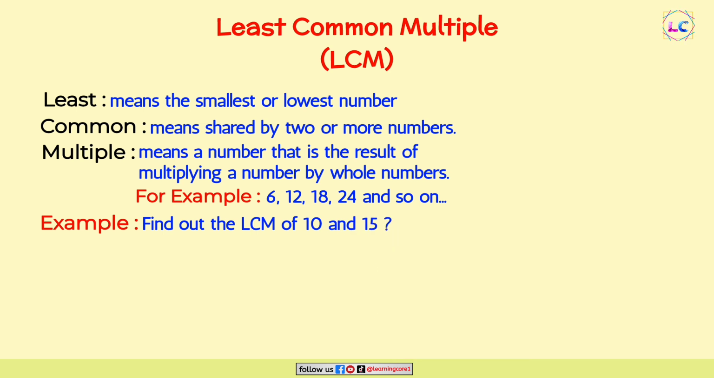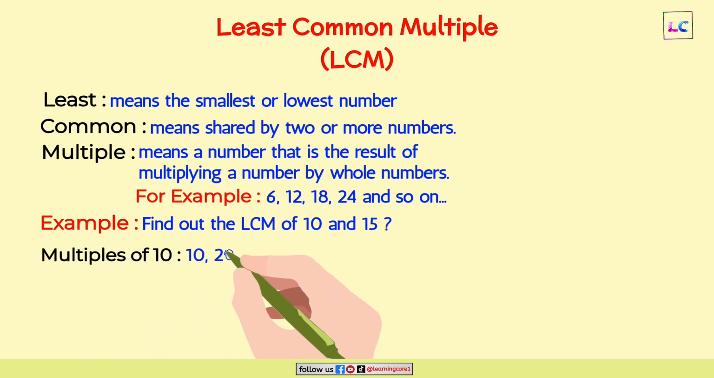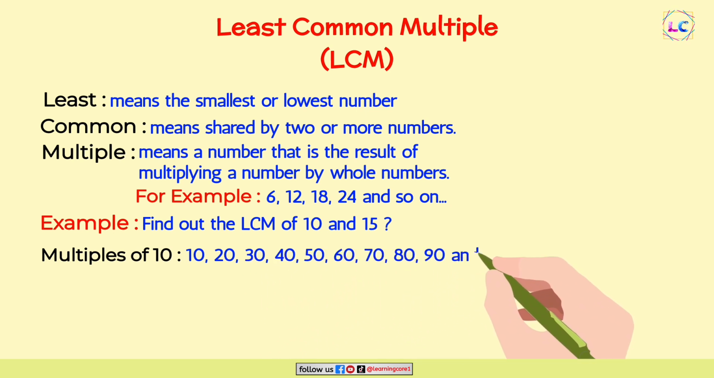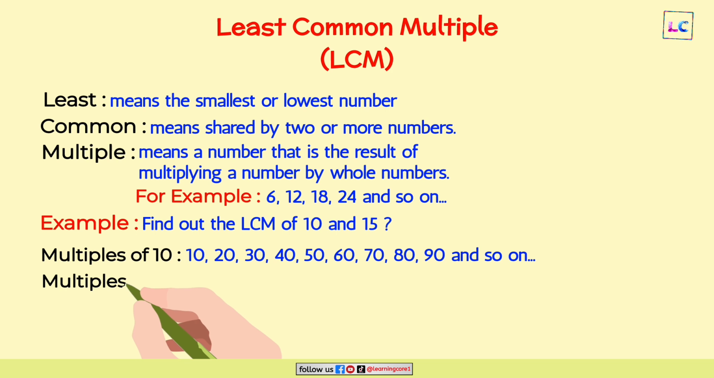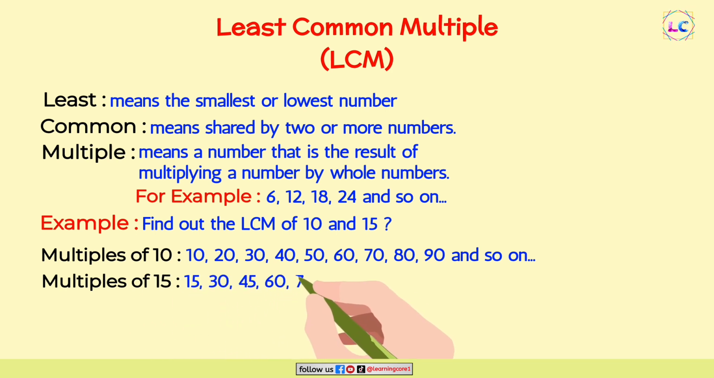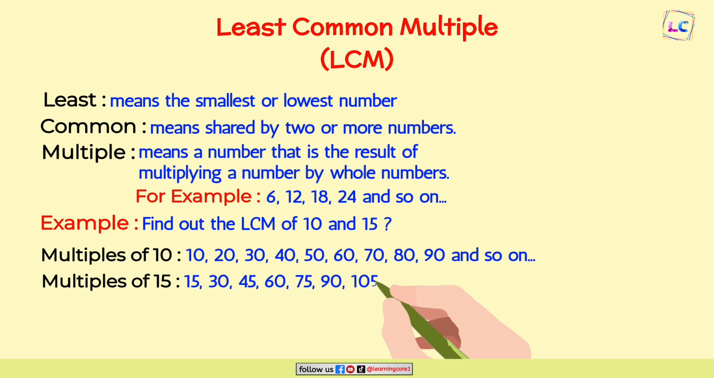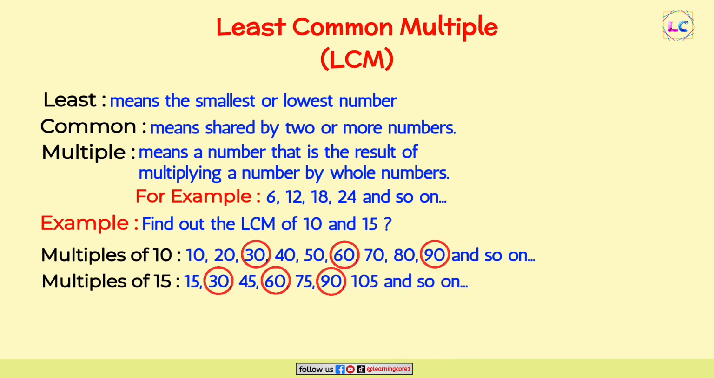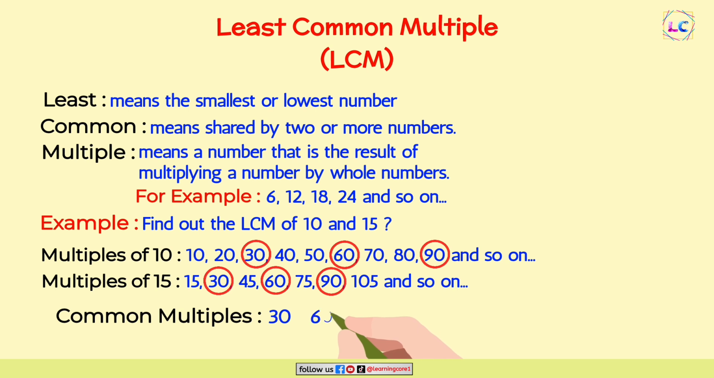First, we write the multiples of each number. Multiples of 10 are 10, 20, 30, 40, 50, 60, 70, 80, 90, and so on. Multiples of 15 are 15, 30, 45, 60, 75, 90, 105, and so on. Now circle all the common multiples. Here, common multiples are 30, 60, and 90.